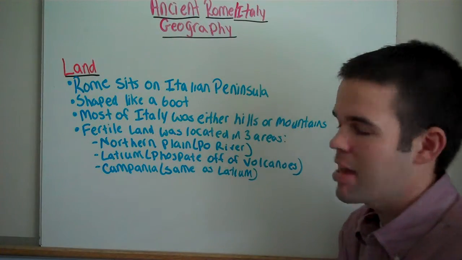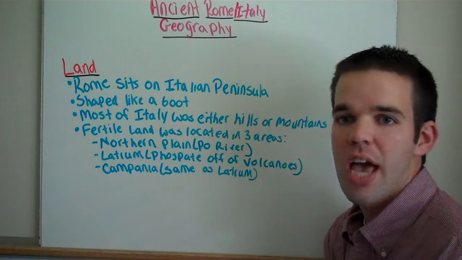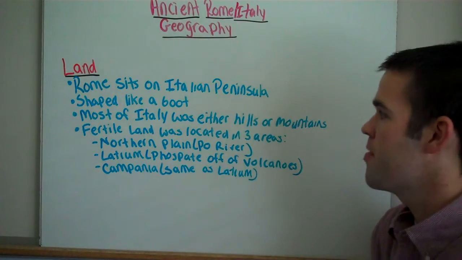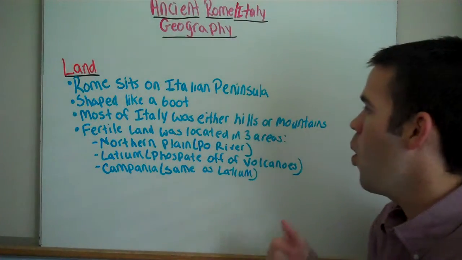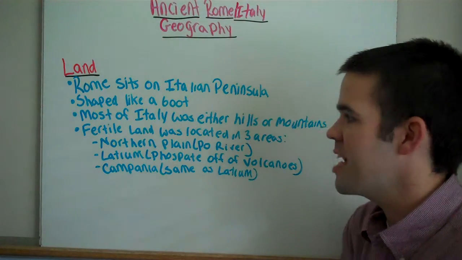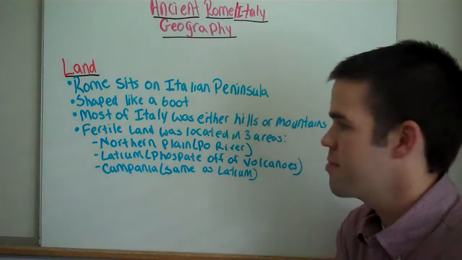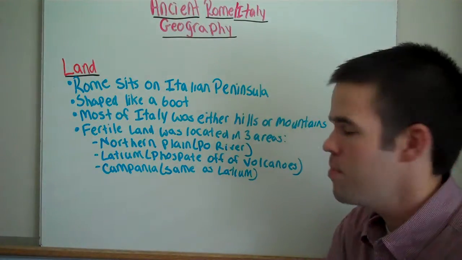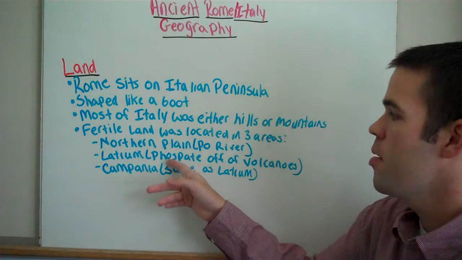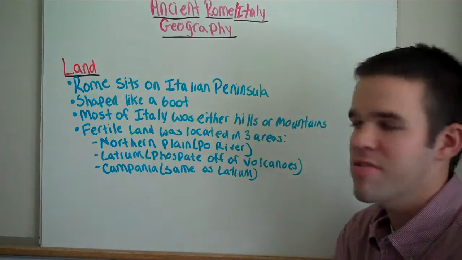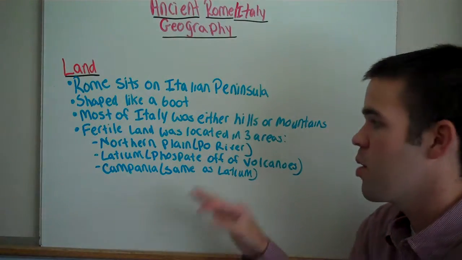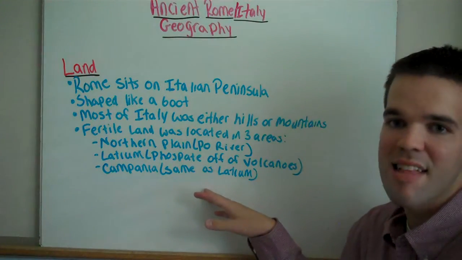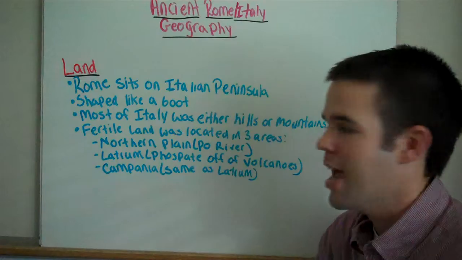If you look at your map that's at your desk, Italy is also shaped like a boot as well. Most of Italy was made up of two things, hills or mountains. If there was any fertile land, it was around three areas. Around the northern plain, which the Po River helped make it fertile. Latium, due to phosphate off of the volcanoes that were prominent in that region. And Campania. Campania is the same reason as Latium, due to phosphate off of the volcanoes.